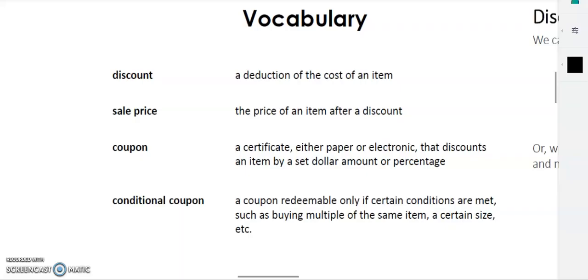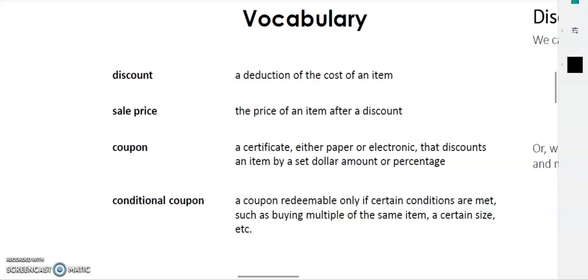A coupon, that's just a certificate, either paper or electronic, that discounts an item by a set dollar amount or percentage. Right, so a store isn't necessarily just going to automatically mark some merchandise down. They're going to make you do something to get that discount. You got to produce a piece of paper that you clipped out of a newspaper, or you've got to go to their website and clip a discount code or coupon code, something like that.